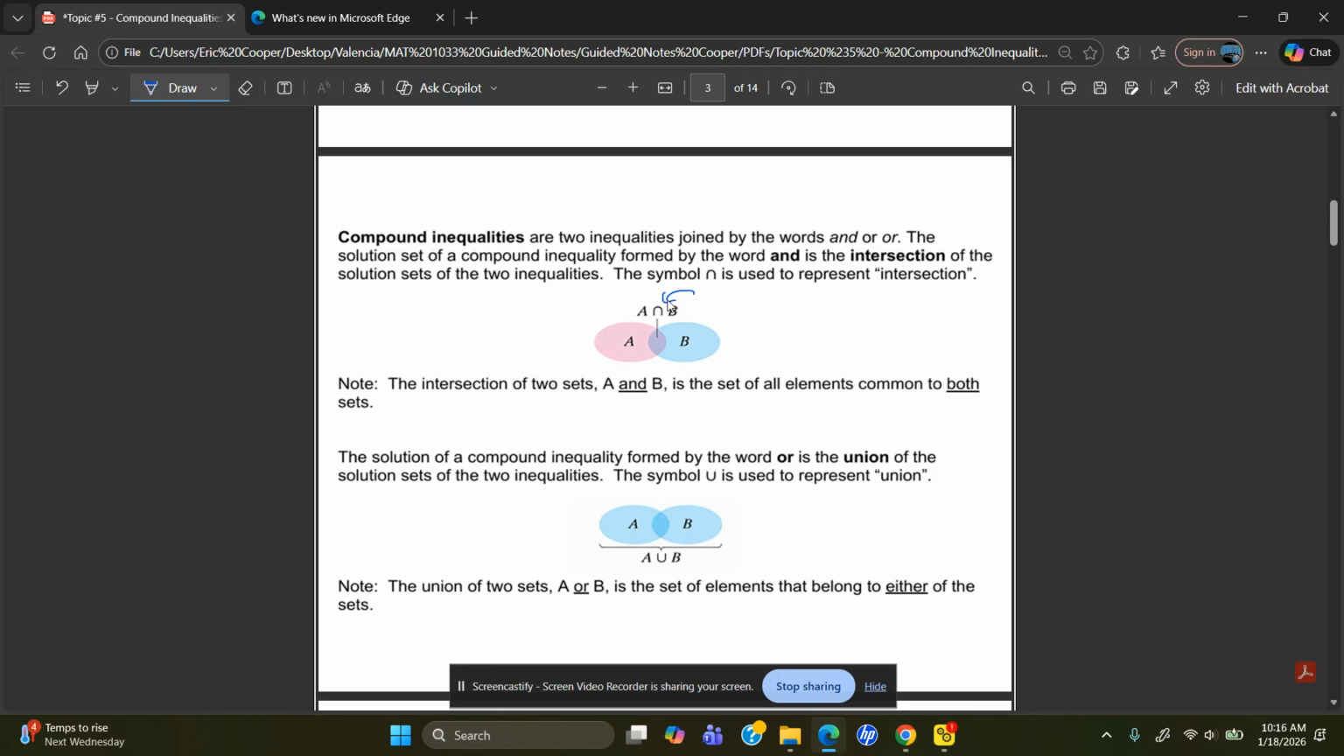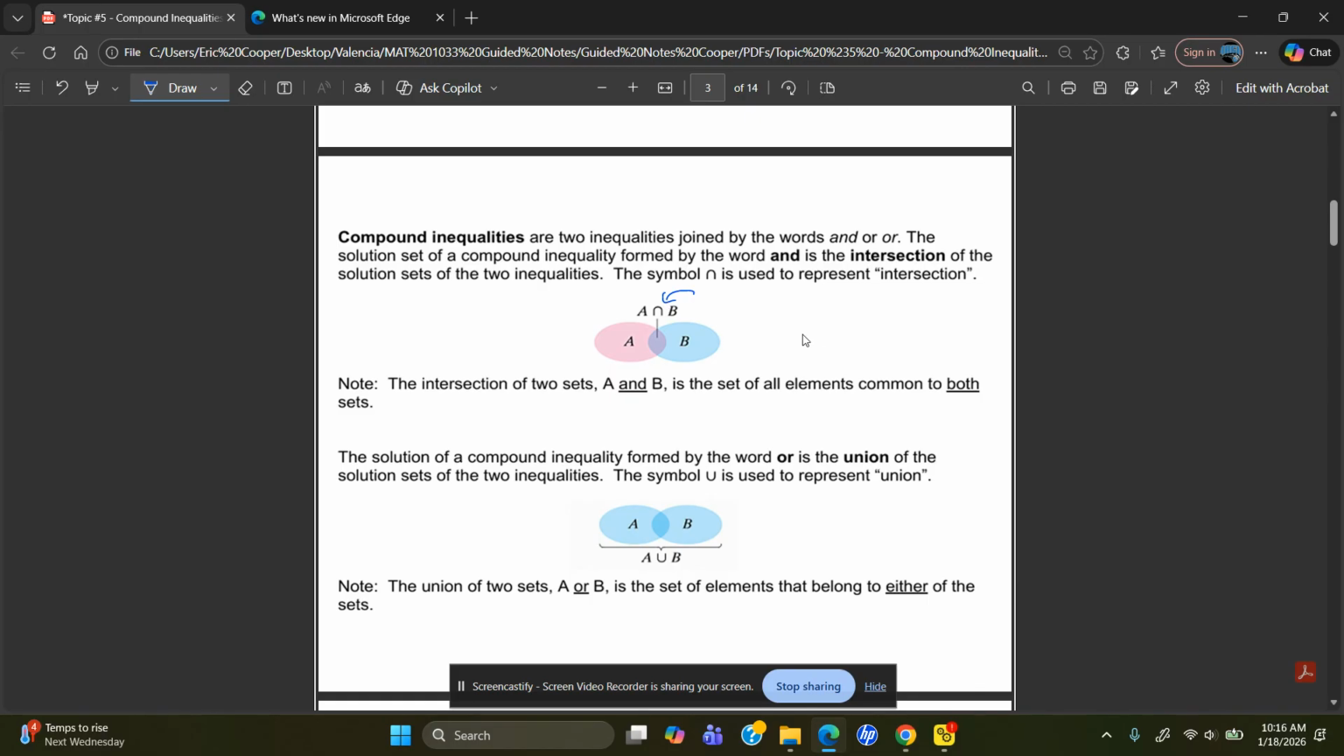The solution of a compound inequality formed by the word "or" is the union of the solution sets of the two inequalities. The symbol U is used to represent union. Note, the union of the two sets A or B is the set of elements that belong to either of the sets. So again, in the example that I gave earlier, if you have to wash the dishes or clean your room to go to the movies, as long as you do one or both, you get to go to the movies. If I wash the dishes but don't clean my room, I'll go to the movies. If I clean my room and don't wash the dishes, I still go. If I do both, I did at least one of them, so I would go to the movies. The only way I won't go is if I don't do any of them.